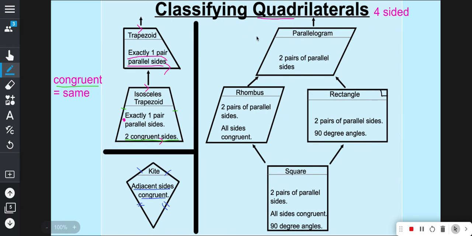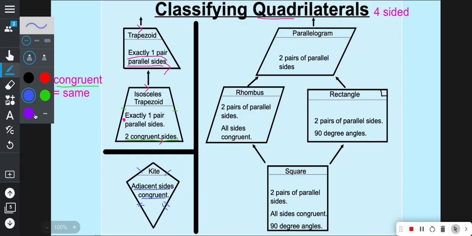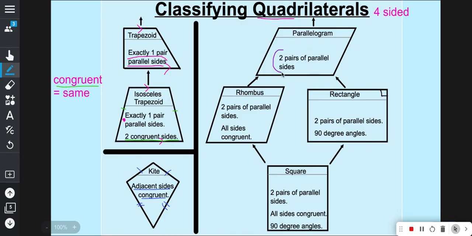Let's move over to our last family. Our last family is the parallelogram family. We're going to switch colors yet again here. The parallelogram family says that 2 pairs of parallel sides. So the top and the bottom, and again, remember arrows are parallel, and the left and the right are parallel. We're going to add a second arrow to show what matches up.